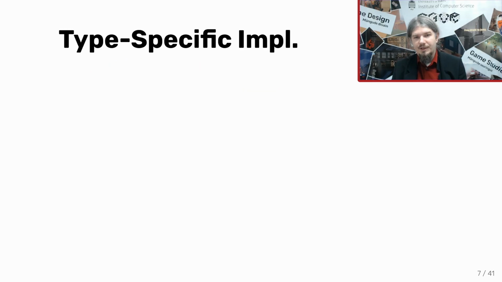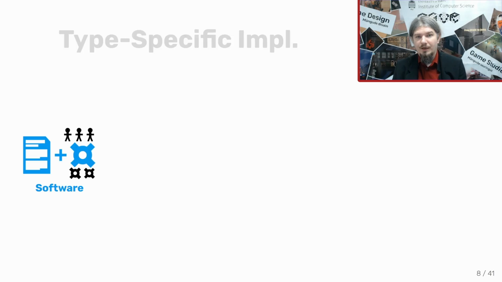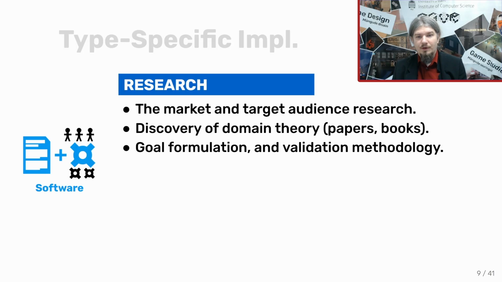Now, this very much depends on different types of a thesis, so let's look at the individual types separately. First of all, the author software solution type. So, your research might include the market and target audience research, the discovery of domain theory, papers, books, like we had an example about game design, and also your goal formation and your validation methodology. You're making a software product, so who is the target audience and what need does your product satisfy? This also specifies your validation methodology.